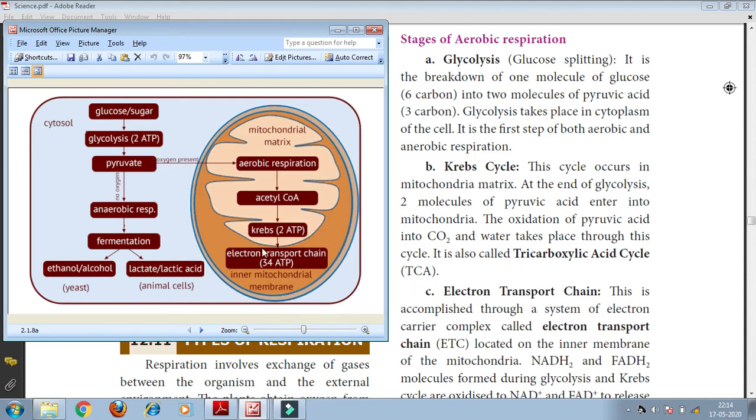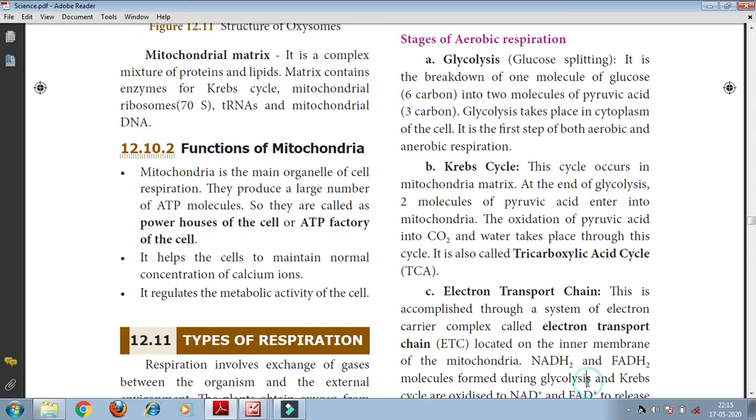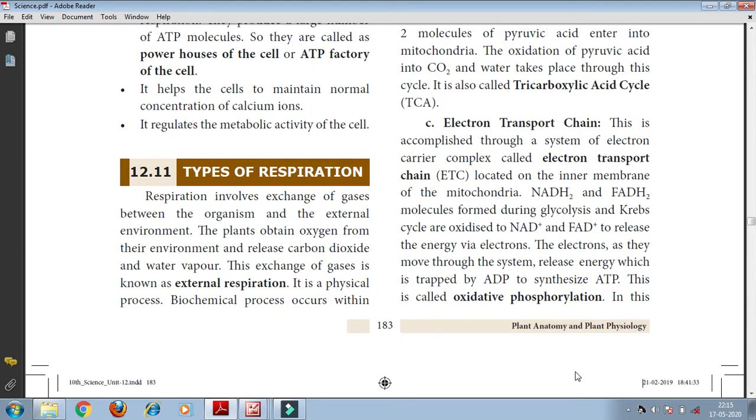The next thing is the electron transport chain. This is accomplished through a system of carrier complexes, where many electrons are involved. It is located on the inner mitochondrial membrane. Here NADH2 and FADH2 molecules formed during glycolysis and the Krebs cycle are oxidized to NAD plus and FAD plus to release energy via the electrons. Electrons, as they move through the system, release energy which is trapped by ADP to synthesize ATP.